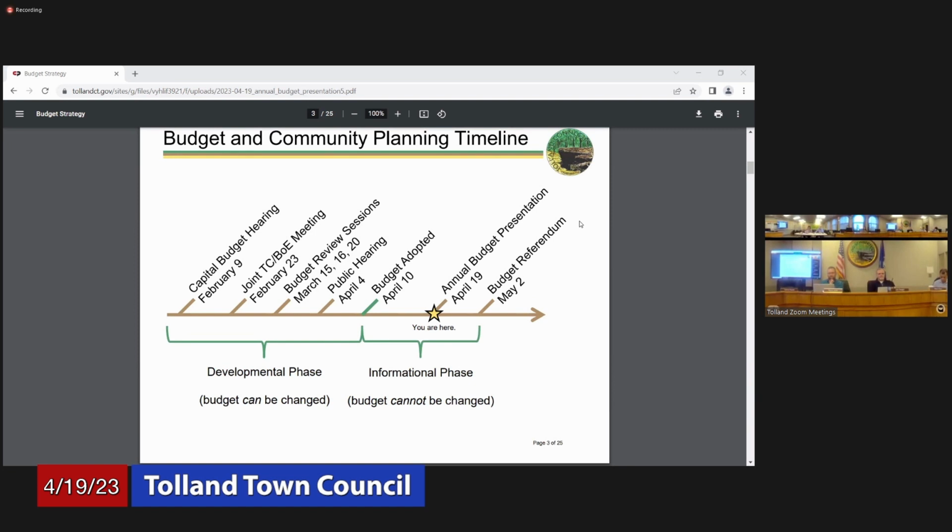As you can see from the slide, we started out, obviously the town staff start probably in October with their department requests and capital planning, but the town council gets involved and really into the heat of it on February 9th. We then held a joint meeting with the Board of Ed on the 23rd and a budget review session on the 15th, 16th, and 20th of March. We then held our public hearing on the 4th of April and finalized the budget, or adopted the budget, on the 10th to go to referendum. And the referendum will be on May 2nd.